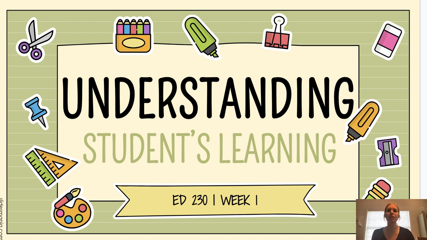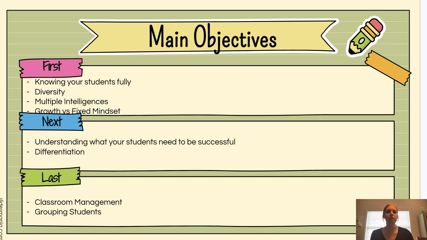This week we're going to be looking at understanding student learning. So our agenda, or our main things that we're going to talk about, is first just getting to know your students and how to do that through diversity, multiple intelligences, and having a growth versus fixed mindset.